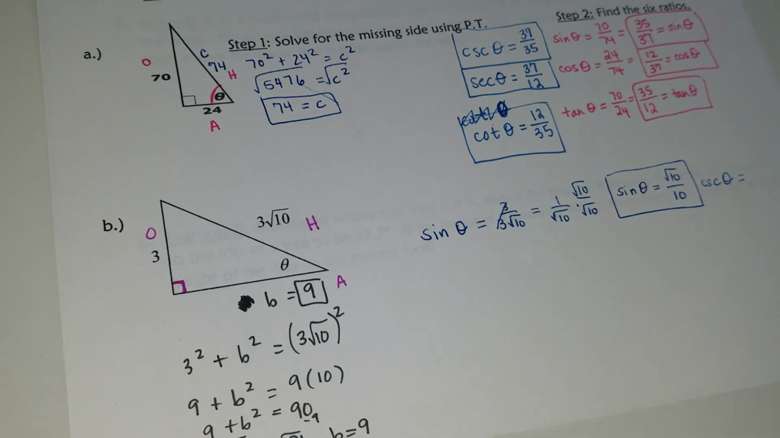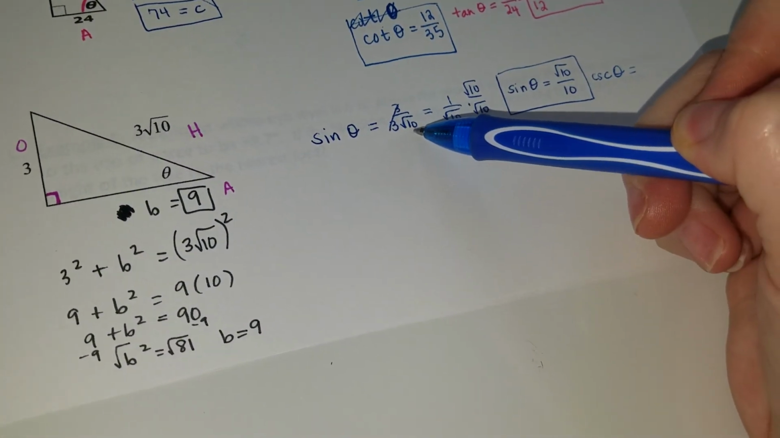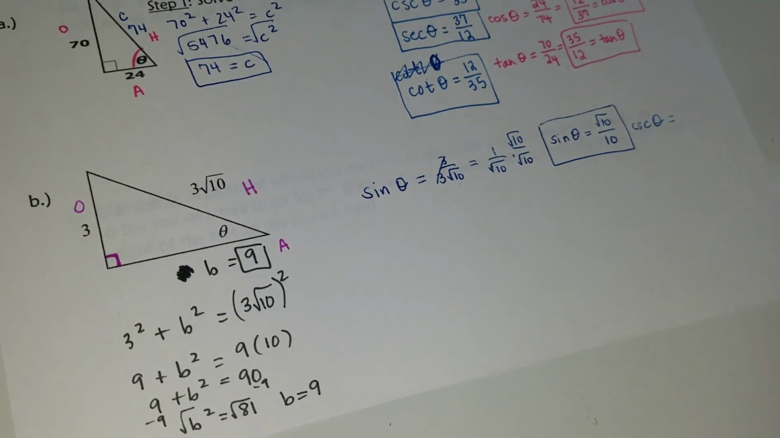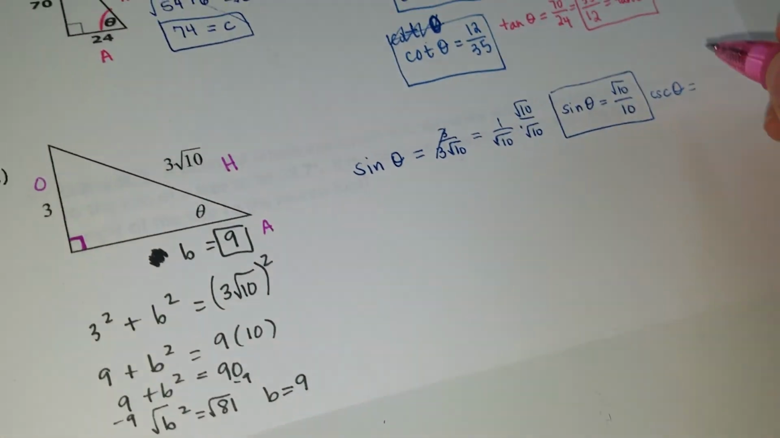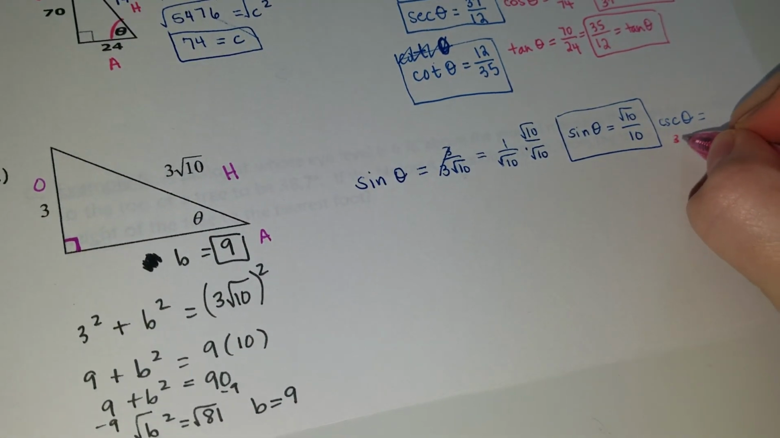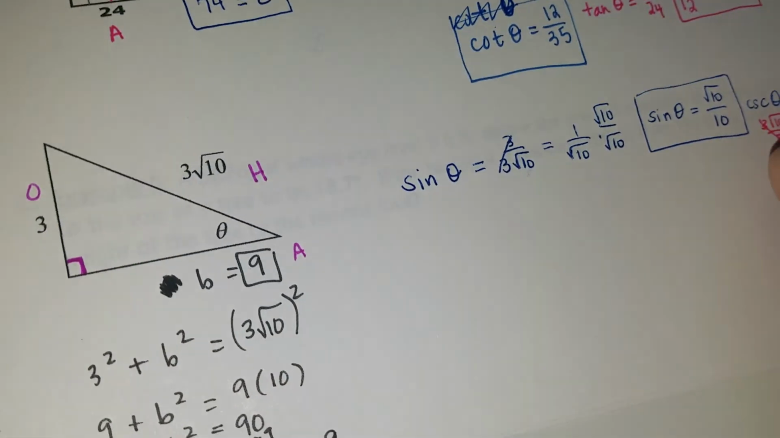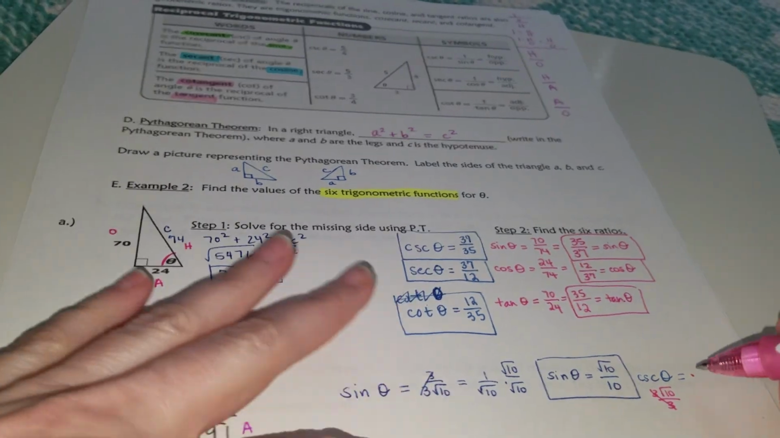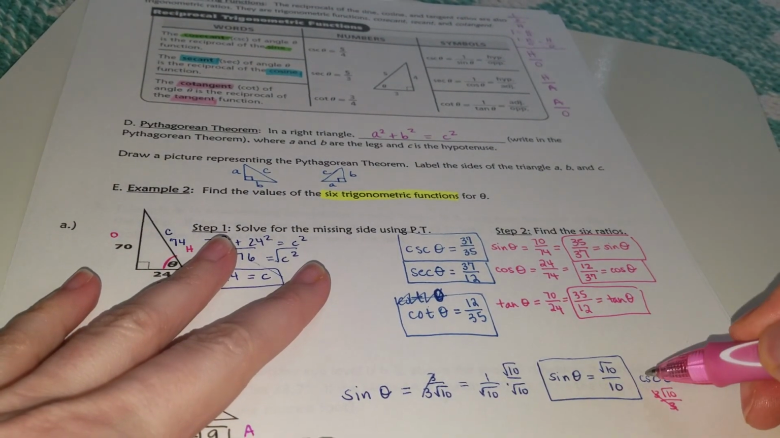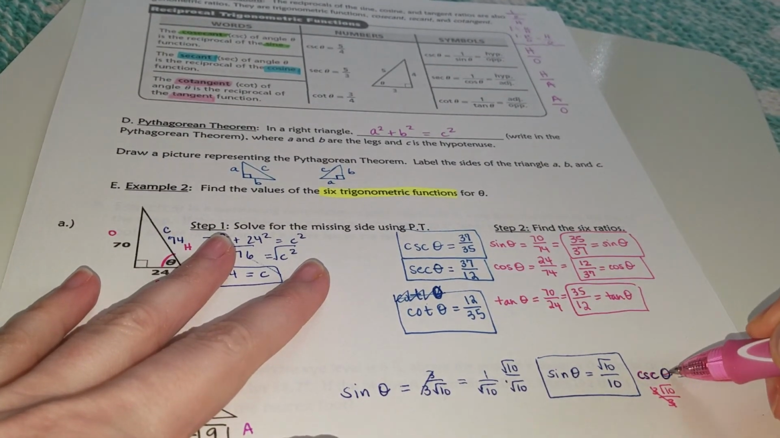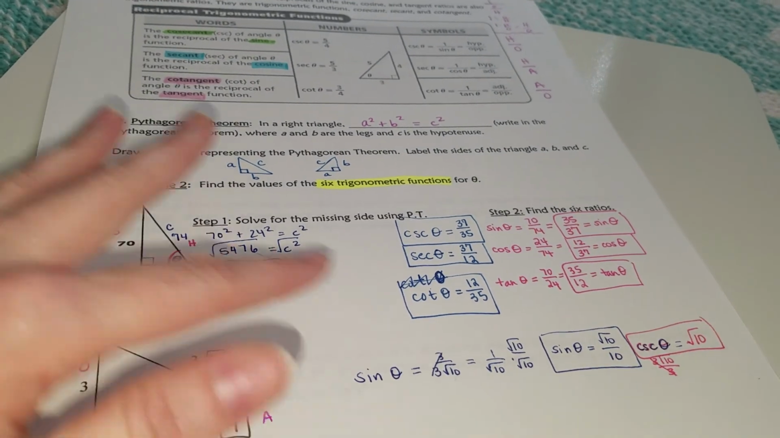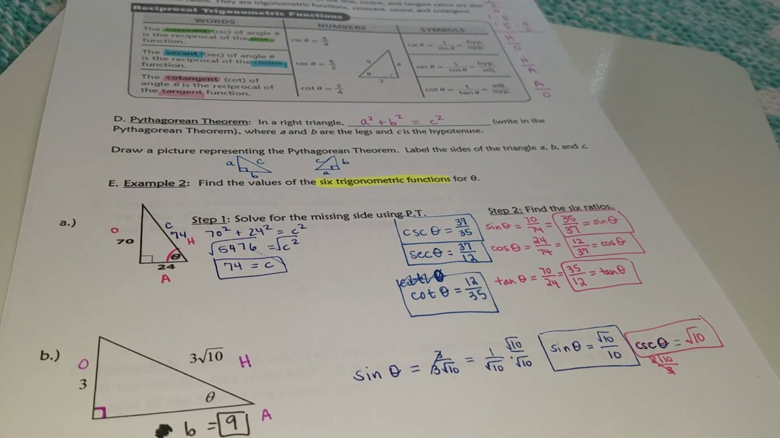So instead, just reduce this one here. So if you had 3 over 3 root 10, the cosecant would be 3 root 10 over 3, right? Where these would just cancel. So then you would have the square root of 10. And that is going to be your cosecant. And then you don't have to reduce a bunch of times.